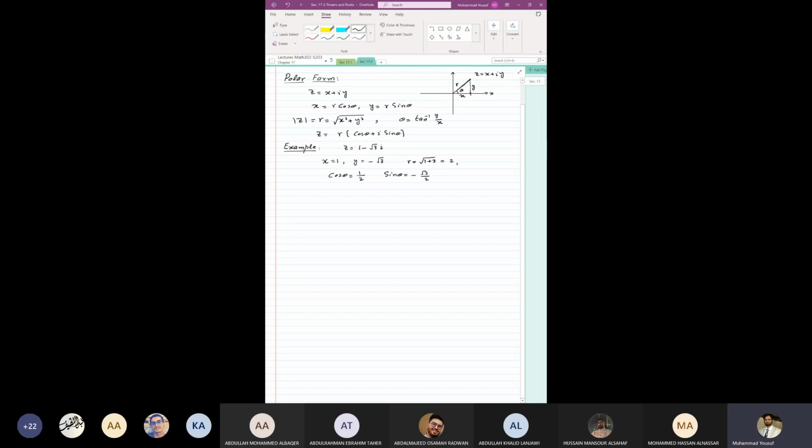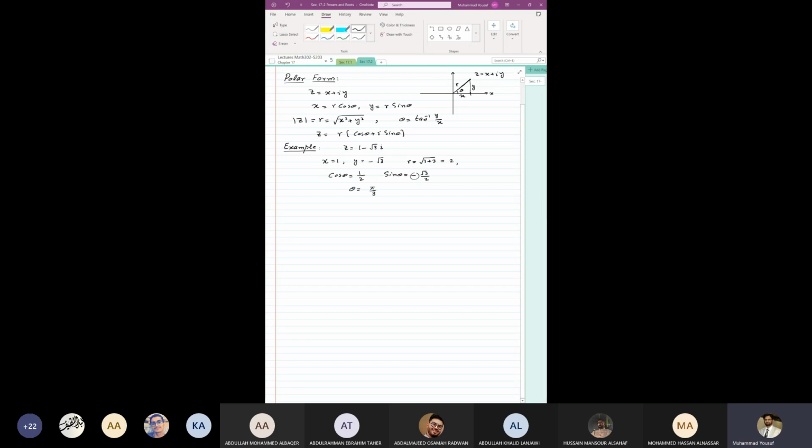Now just forget this negative sign and think: what is the value of theta which gives you sine as square root 3 over 2, or cosine as 1 over 2? 60 degrees. So that theta is equal to pi over 3. So this is number 1. Ignore the sign, negative or positive. Just look at the numbers.